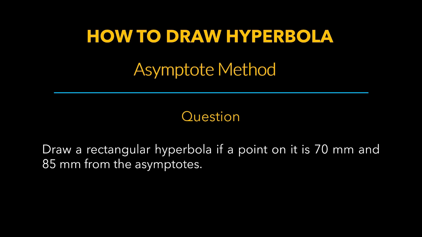So let's start. First you draw a vertical line and name it OY, then a horizontal line, name it OX. So these two will act as two different asymptotes. The angle between them is 90 degrees.